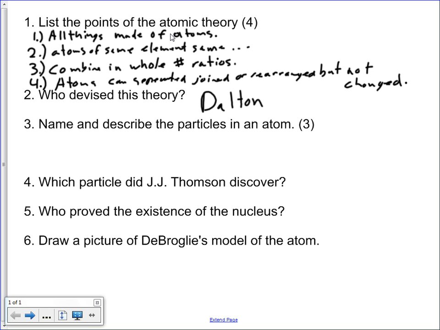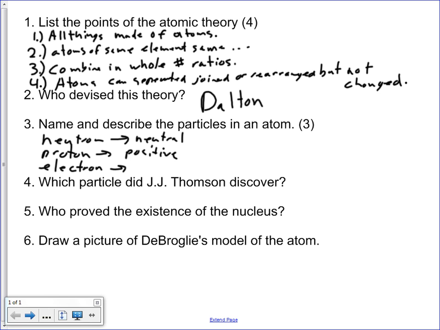What are the 3 particles that make up an atom? Neutron, proton, electron. You must have not only the name but the charge correct as well. Neutral, positive, negative. If they got all 3 right, they get 3 marks. There's no half marks there. You have to match the name with the proper charge to get the mark.